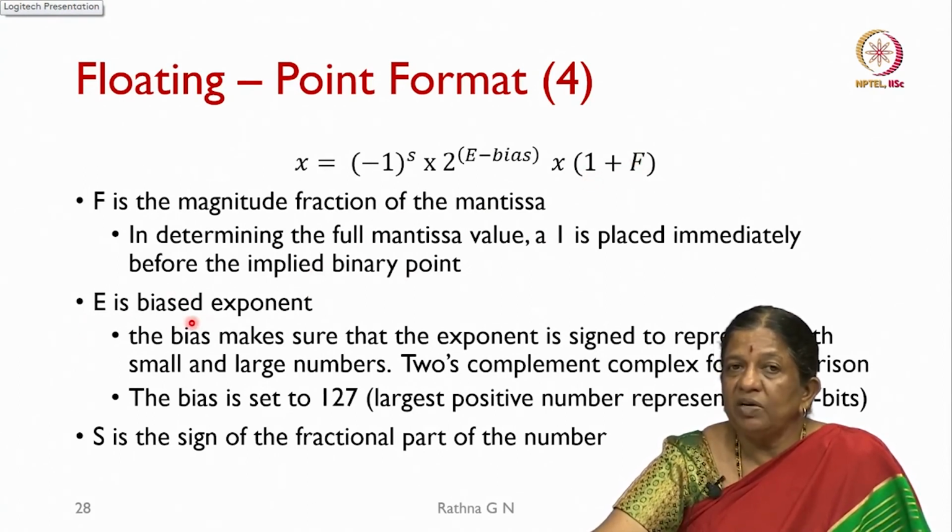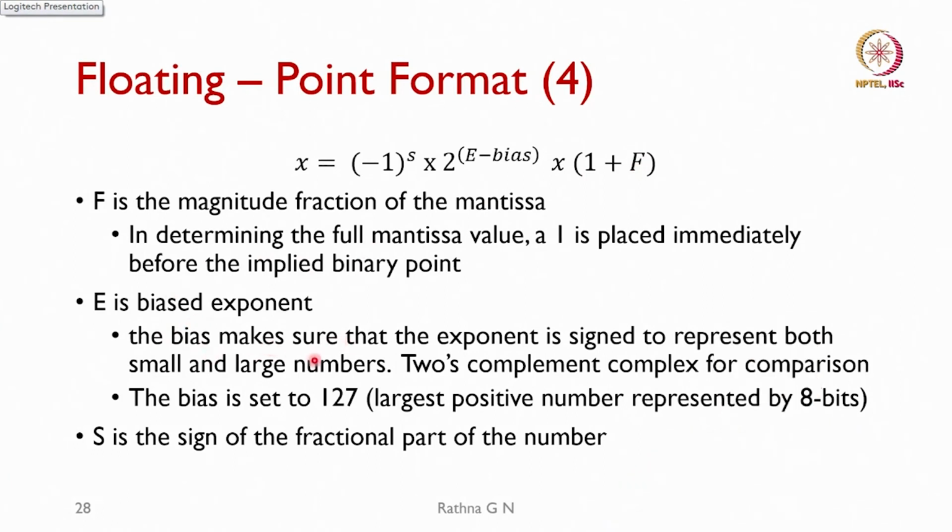E is the biased exponent. The bias makes sure that the exponent is unsigned while still representing both small and large numbers, and it keeps comparison simple, unlike 2's complement. The bias is set to 127, the largest positive number represented by 8 bits, which is equivalent to 2 power 7 minus 1. S is the sign of the fractional part of the number.